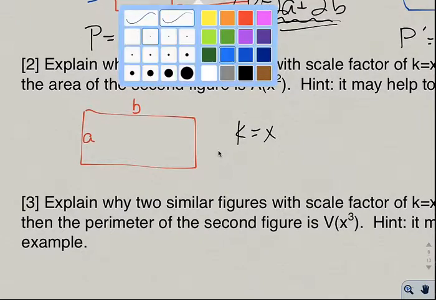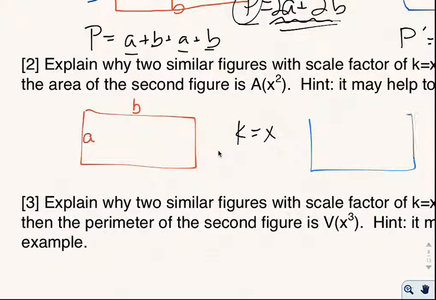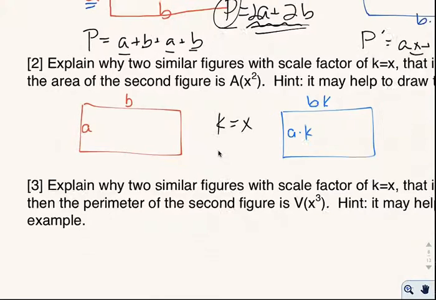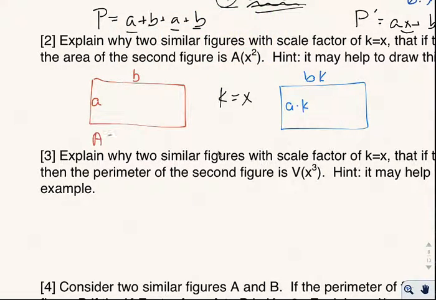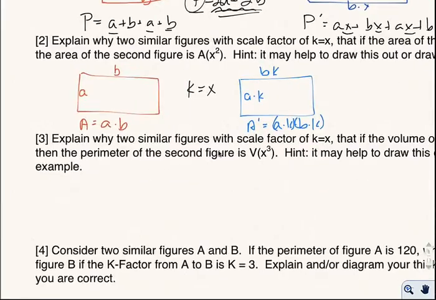So if I'm looking at this new shape, this scaled shape, the side lengths, of course, would be A times K and B times K, right? So if I'm looking at the area, and please note this is area this time, of this shape should just be A times B because area is length times width. And of my new shape, the area, A prime, is going to be AK times BK, the side lengths multiplied together. Now let's leave the red side alone.